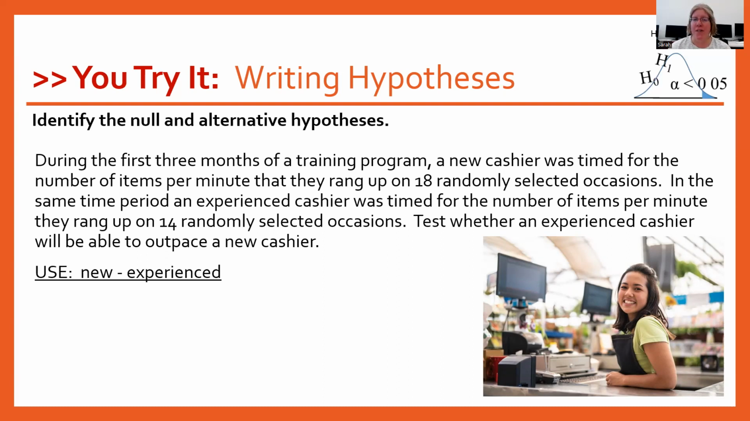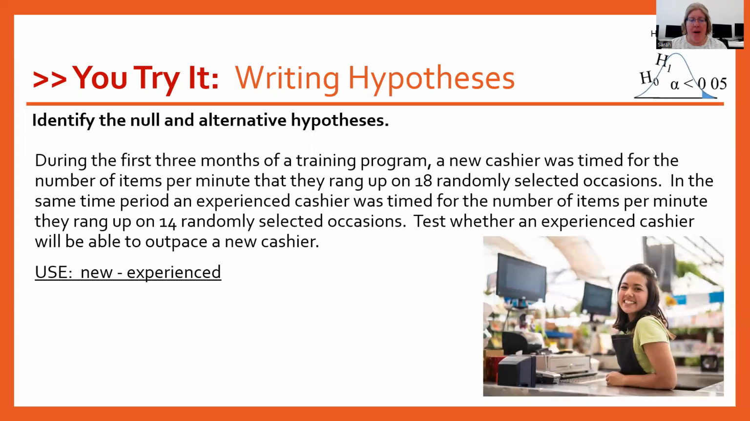If you have 2 different sample sizes, automatically you have a 2-sample t. You don't even really have to think much harder than that. 2 different sample sizes is telling you a 2-sample t. So you're going to have 2 independent groups. The problem alludes to it, it says, test whether an experienced cashier will be able to outpace a new one. So we are going to use new minus experienced here. So that's kind of what that translates to into our order of subtraction.